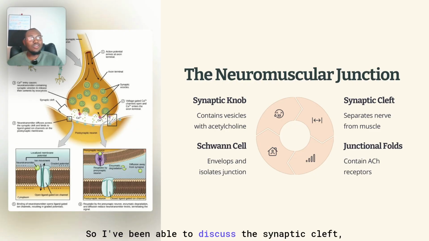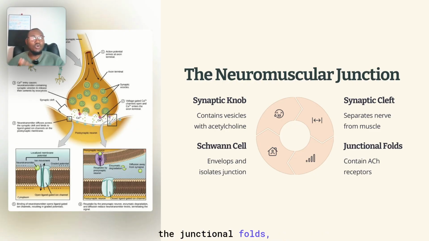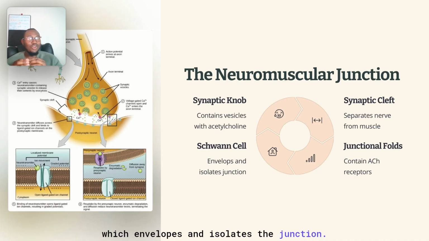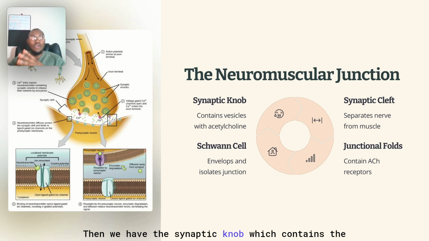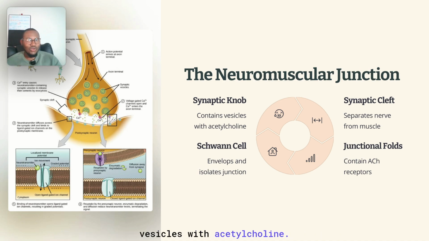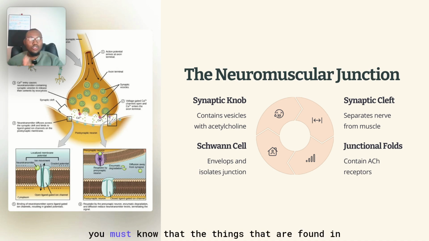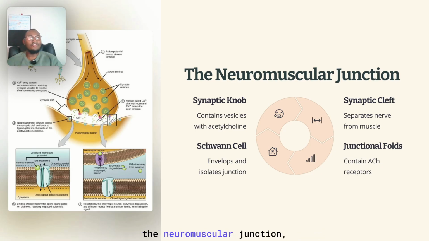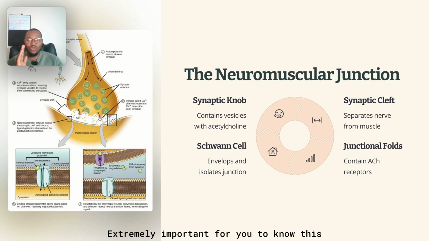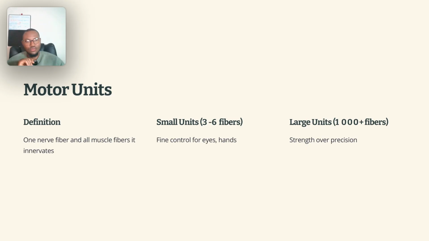So I've been able to discuss the synaptic cleft, the junctional folds, which contain the ACh receptors. Then we have the Schwann cell, which envelopes and isolates the junction. Then we have the synaptic knob, which contains the vesicles with acetylcholine. These four pieces of information you must know. They are the things that are found in the neuromuscular junction. Extremely important for you to know this information for your exam.